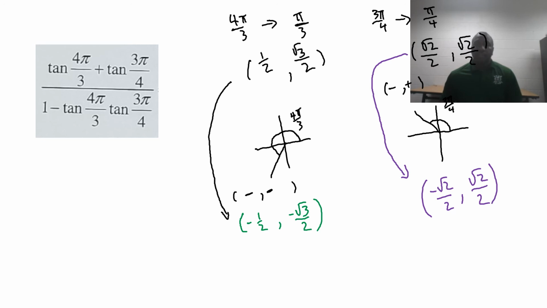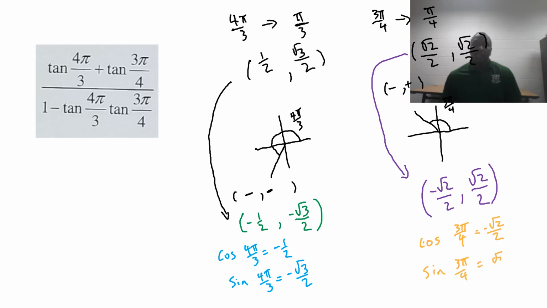So what would that tell us? That would tell us that the cosine of 4 pi over 3 is negative 1/2. The sine of 4 pi over 3 is going to be negative radical 3 over 2. The cosine of 3 pi over 4 is going to be negative radical 2 over 2. The sine of 3 pi over 4 is just going to be radical 2 over 2. So we're just going to fill these in.